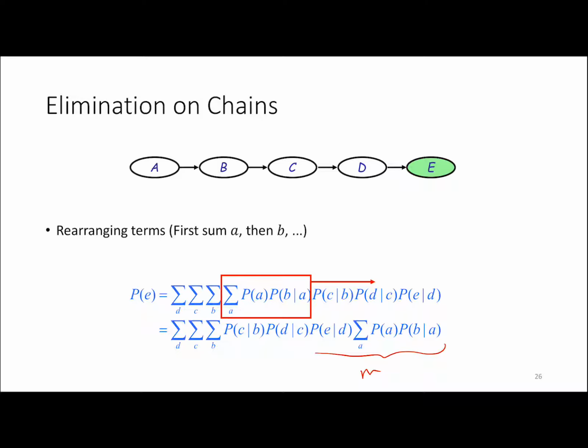Louder. P of B. Okay, so it's basically a term that only depends on B because you got rid of A, right? So you have some terms that depend on B. What should I do next?